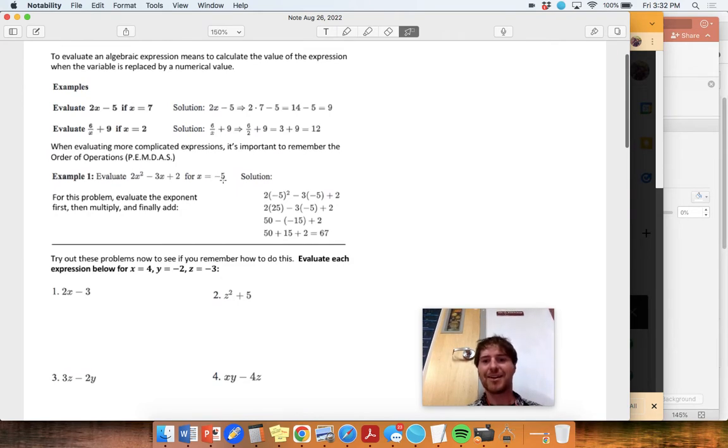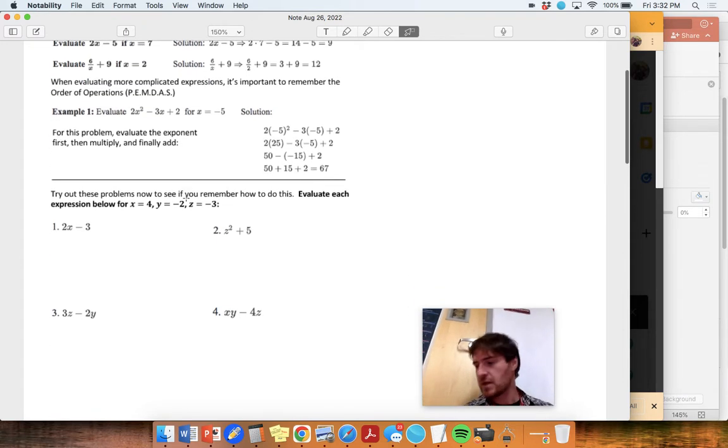Sometimes we might want to plug in like -5 in for x right here and x right here. And we got to decide what to do first. Are we going to multiply this 2 to x? Or are we going to square x? Square it based on PEMDAS because exponent comes before multiplication. So let's take a look at a few of these ones here.